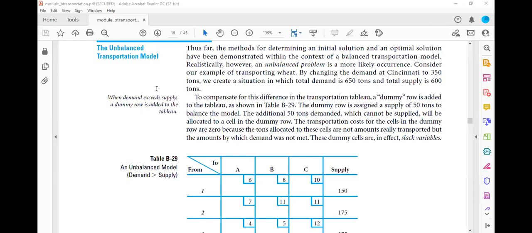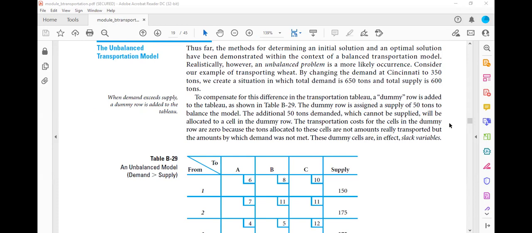Okay. So today we'll discuss special cases for the transportation problem. The first case is when the transportation problem is unbalanced. An unbalanced transportation model is one wherein the total demand is not equal to the total supply. So we have two cases here. The first case is when the demand exceeds supply.